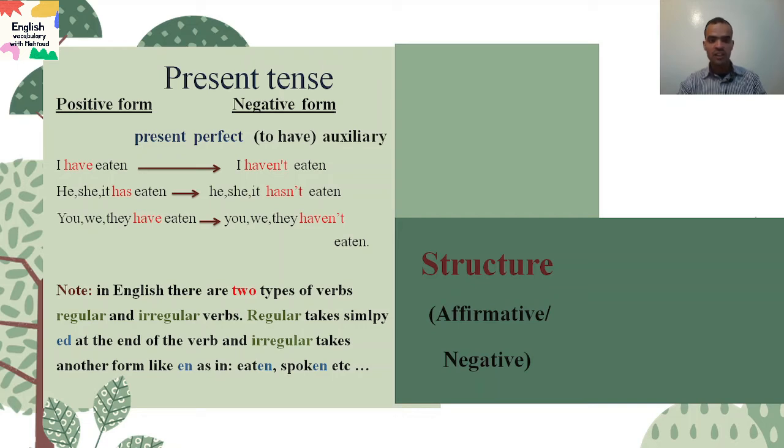In English there are two types of verbs, regular and irregular verbs. Regular verbs simply take ed at the end of the verb, and irregular verbs take another form, like en, as in eaten, spoken, etc. It could be en and other forms. We shall see them in the next videos.